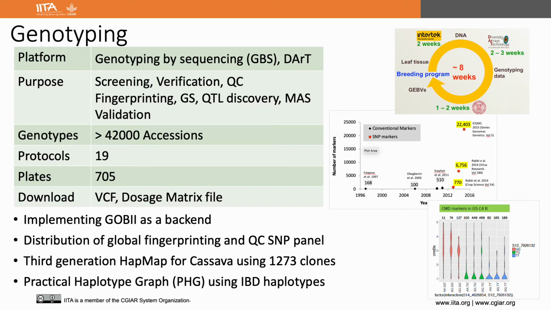After GBS was patented, we moved to DArT. Currently we have genotyping data for more than 42,000 accessions and for around 500,000 SNPs. The third generation HapMap for cassava was produced at Buckler's lab at Cornell. The genotyping data can be easily downloaded for the required set of clones in both VCF and dosage format. The BTI team has been continuously working on improving the genotyping data handling to make it more user friendly.